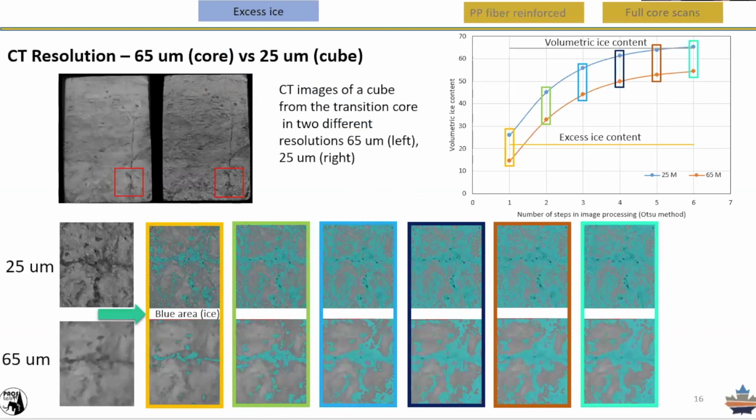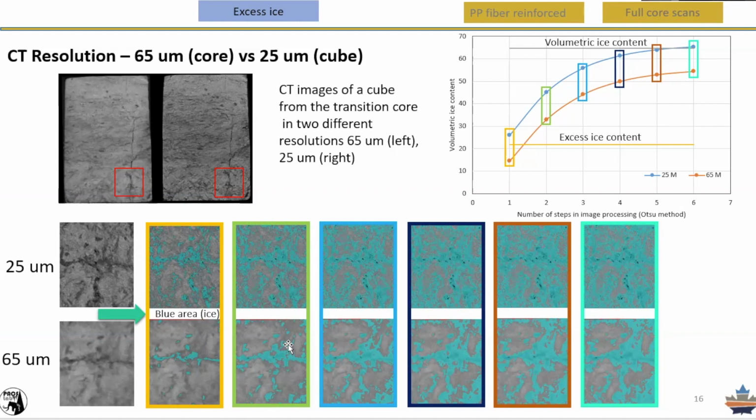I just don't understand what the different steps you took to get to the volumetric ice content that you were looking for. Yeah, the different steps are a different number of splitting methods that we applied on the sample. At the very first image processing step, we just grab the excess ice or the visible ice, while as we go further, we can grab more of the pore ice by splitting different parts of our images.